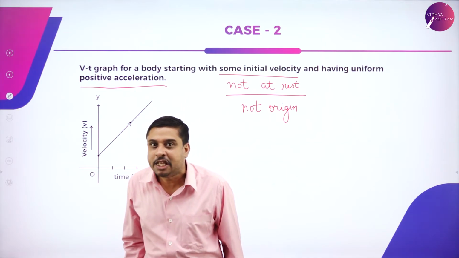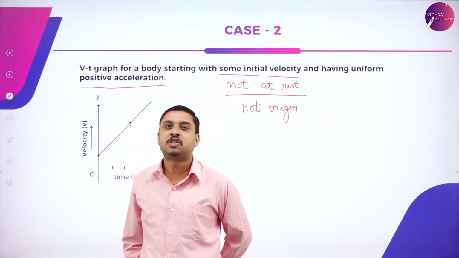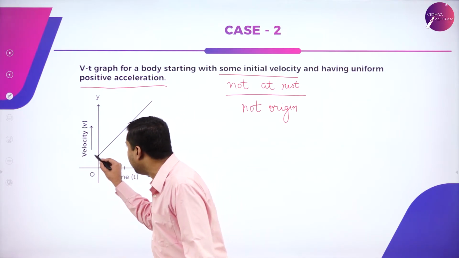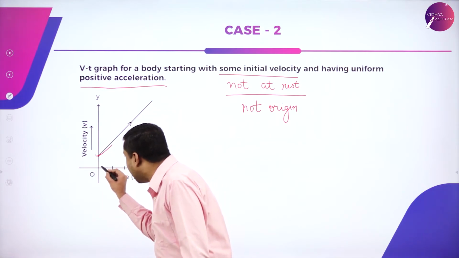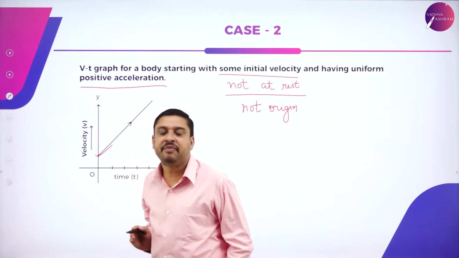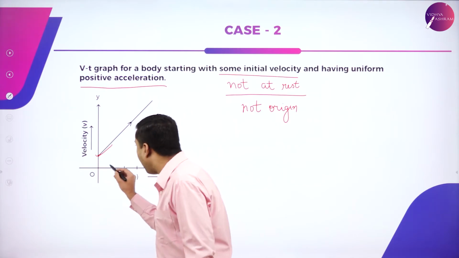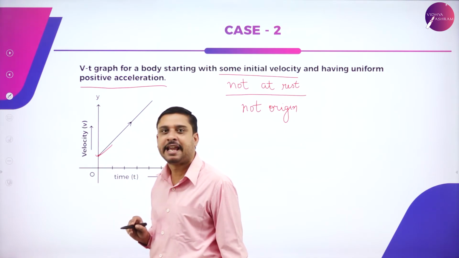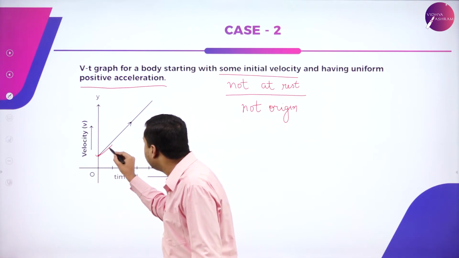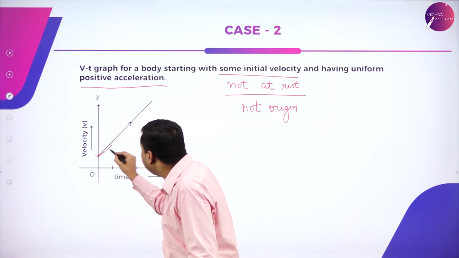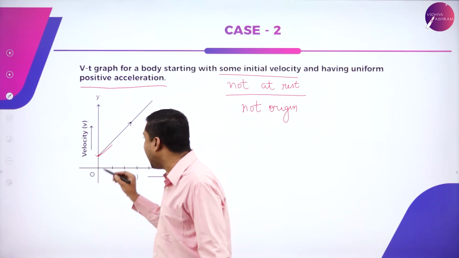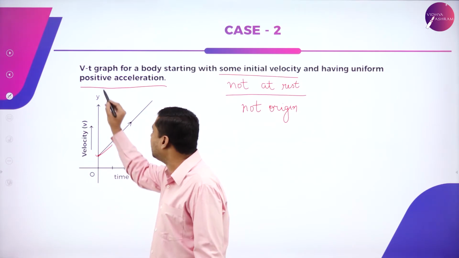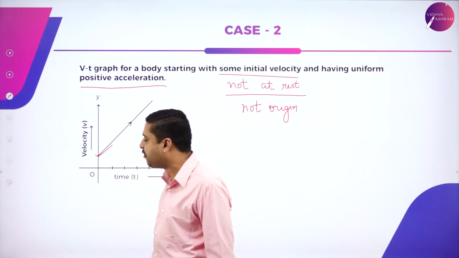It should not be at the origin, but still it has to have some positive acceleration. So here, when the time is 0, initially, the body is not at rest. It has some initial velocity, and from here it has positive acceleration. Again, increase in velocity with respect to time. So this is the VT graph.